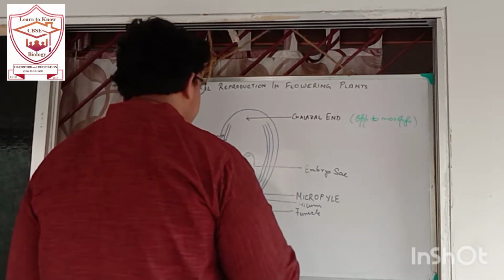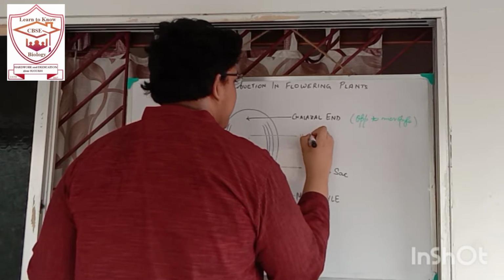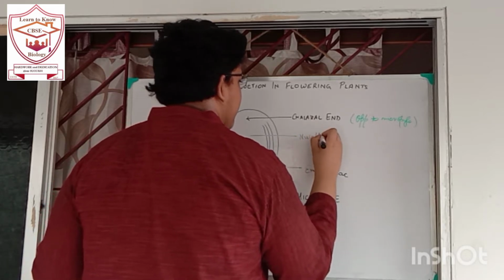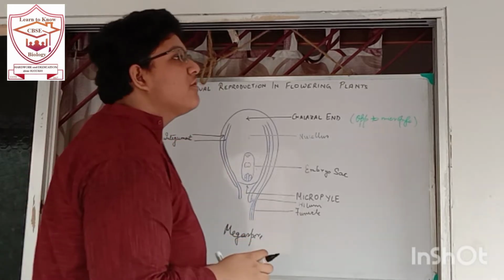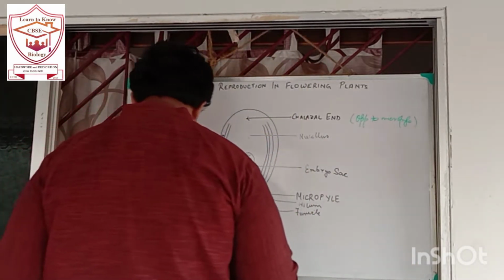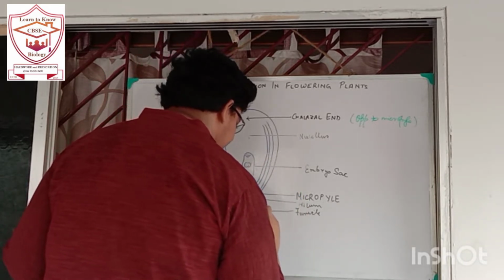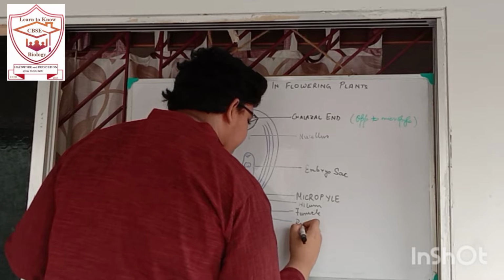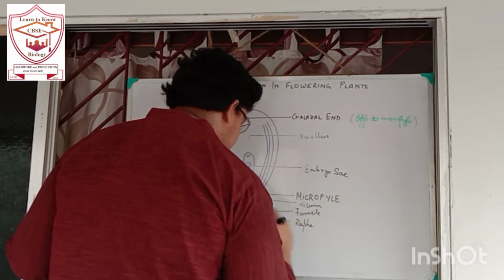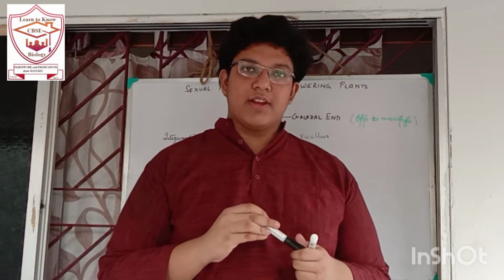The next portion is nucellus. This is nucellus, a number of cells in the chalazal end which acts as a food reservoir for the growing embryo sac. And finally, this is the raphe. Raphe is present in only a few flowers. Extension of funicle beyond the hilum is known as raphe.